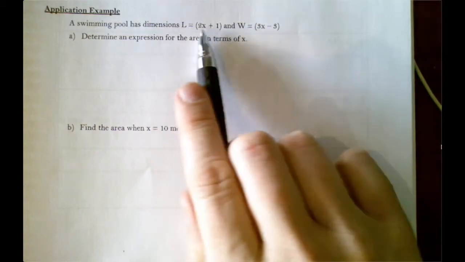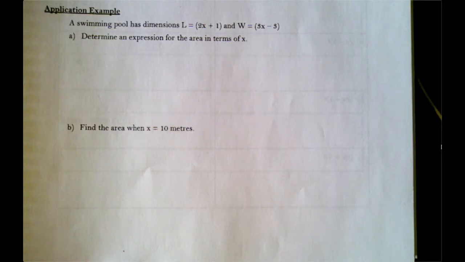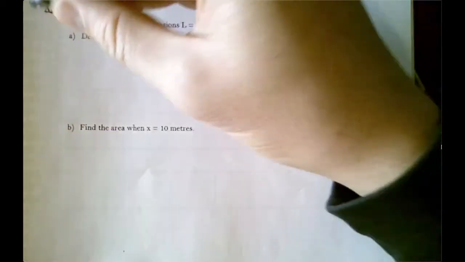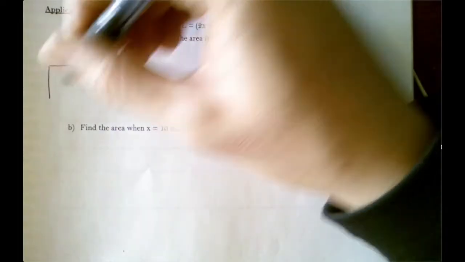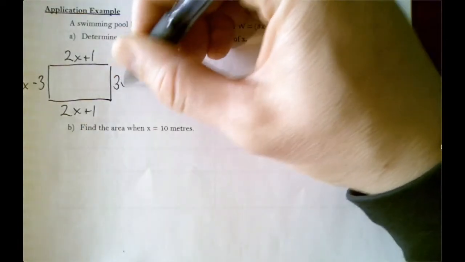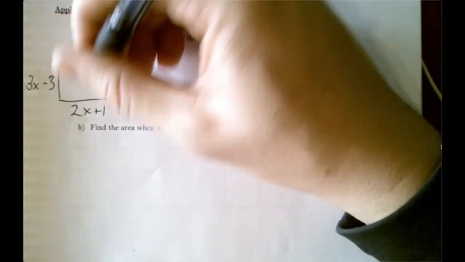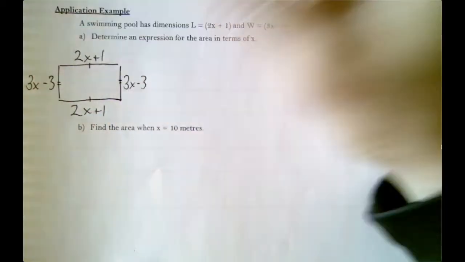Application. A swimming pool has the dimensions length and width. Our length is 2x plus 1, and our width is 3x minus 3. Determine an expression for the area in terms of x. Well, let's draw what we have. We have a rectangular swimming pool, and the length is 2x plus 1, and the width is 3x minus 3. Oops, go over a little bit so you can see that 3x. There we go. So this one's the same as this one, and this one's the same as this one.